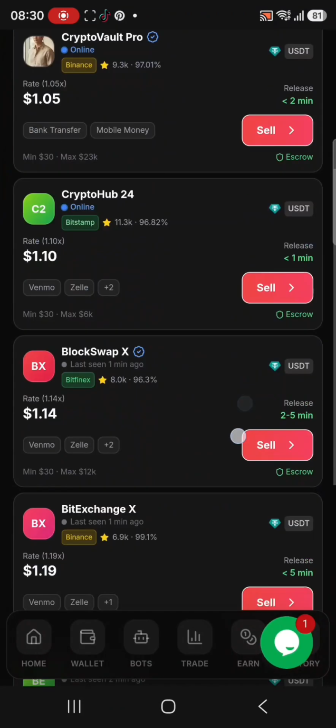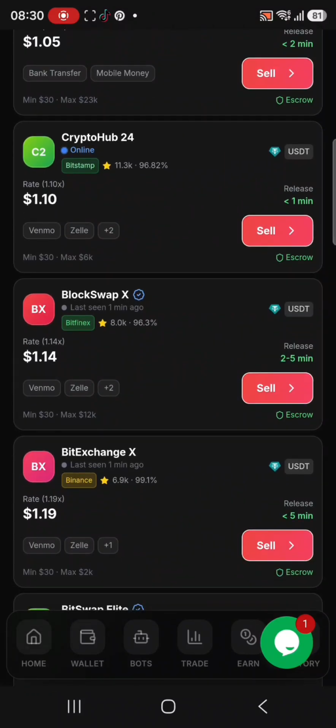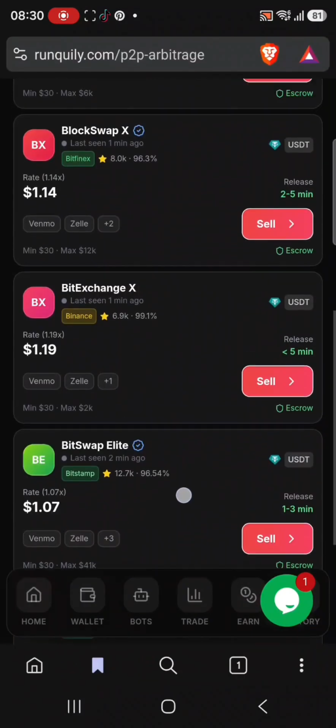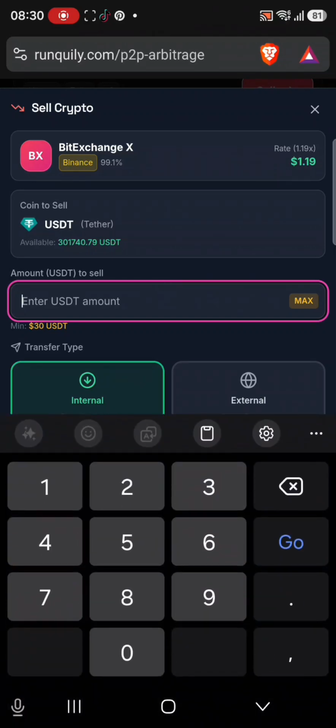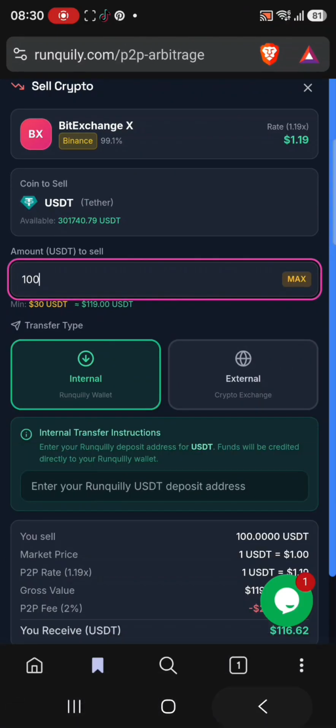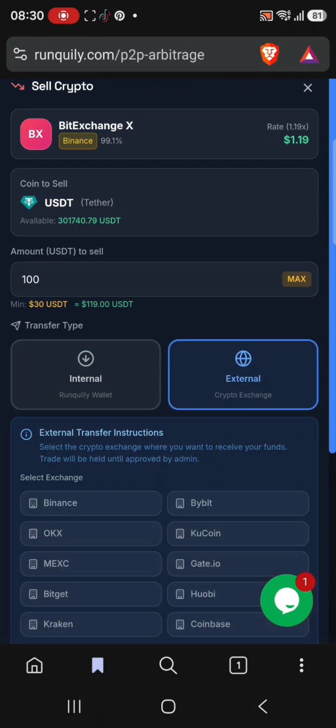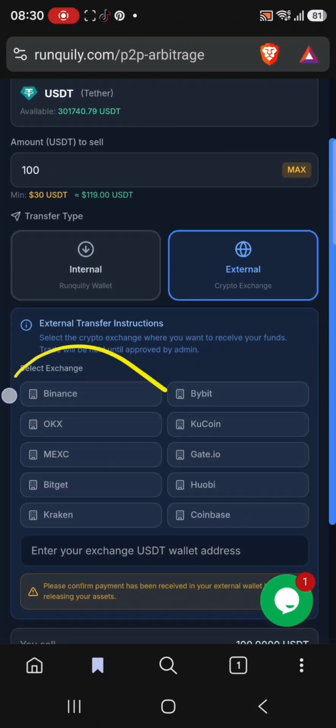So you come and click on sell because you bought at a low price in a centralized platform. Then you sell here. So I'll just get one merchant. You can see if you sell 100 USDTs, you'll get 119. That means 19 is your take profit, and you can receive it actually in your external wallet. So we'll do this in real time, and I will show you how this goes.